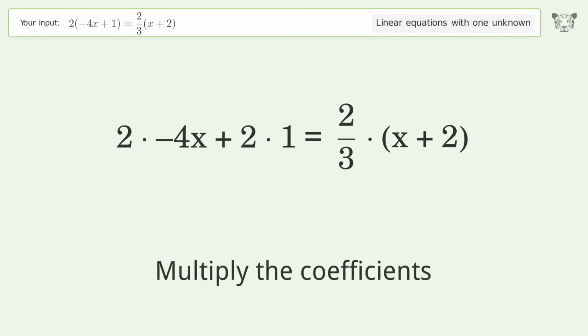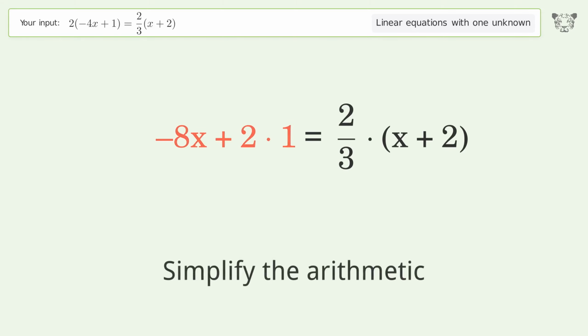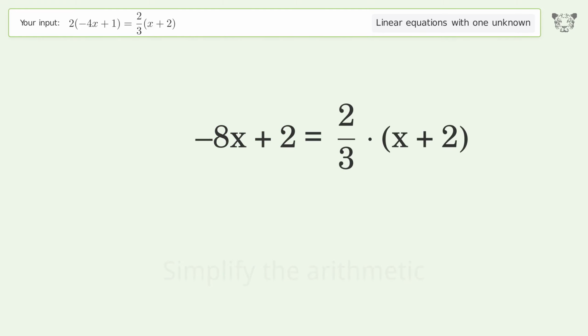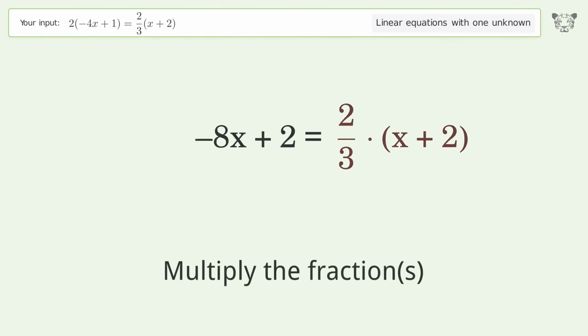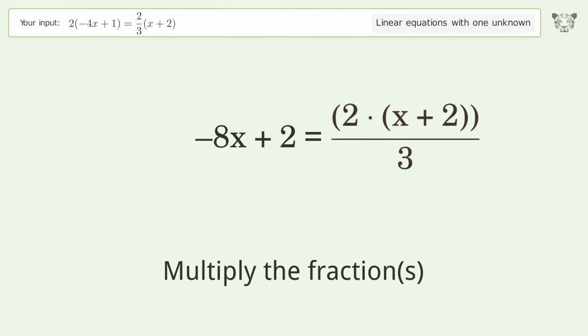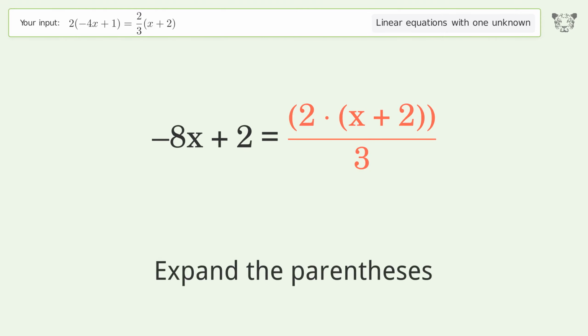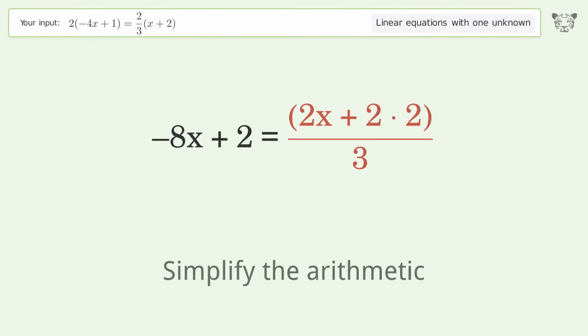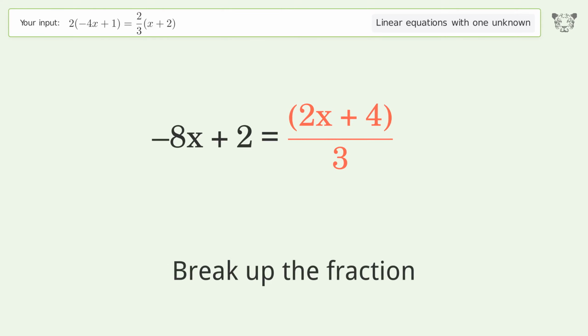Multiply the coefficients. Simplify the arithmetic. Multiply the fractions. Expand the parentheses. Simplify the arithmetic. Break up the fraction.